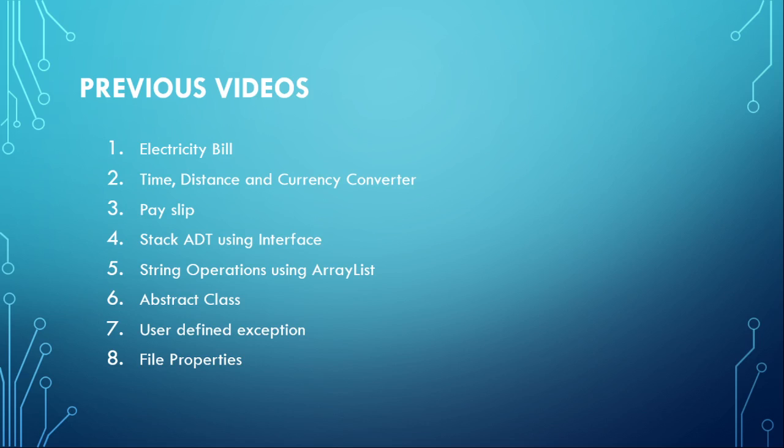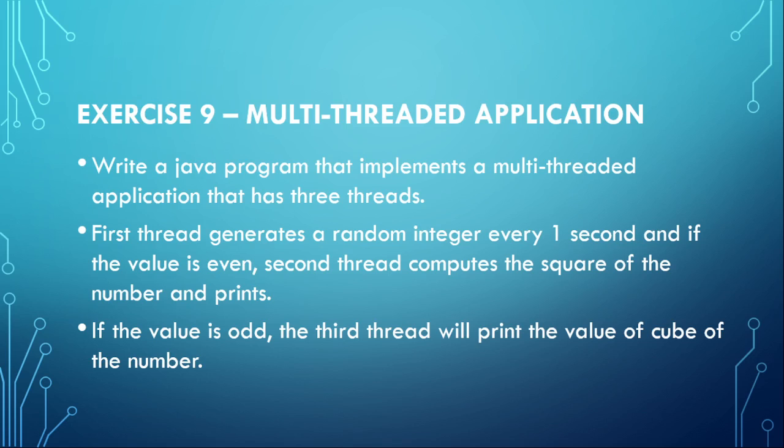Until now we have seen 8 Java application programs, that is electricity bill, time distance and currency converter, payslip, stack edit using interface, string operations using array list, abstract class, user defined exception and file properties. In today's video we will talk about multi-threaded application.